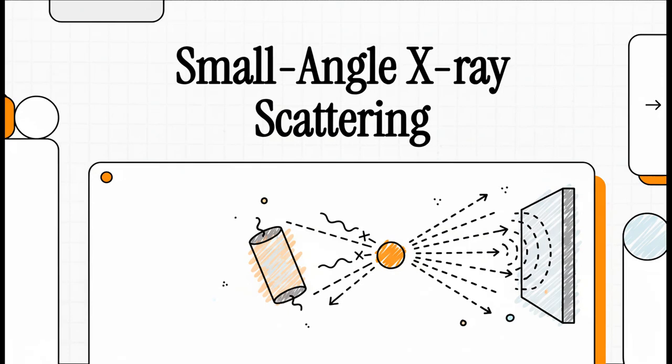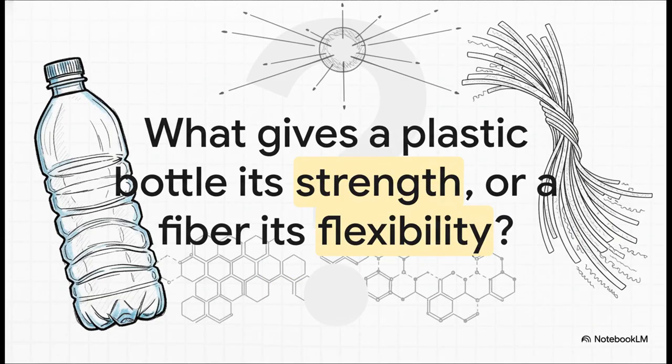All right, welcome. Today we are diving into something pretty amazing, the world of small-angle X-ray scattering, or SAXS for short. We're going to find out how scientists are, quite literally, seeing the unseen. So let's just start with a simple question.